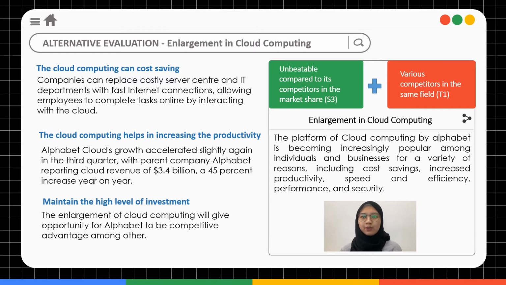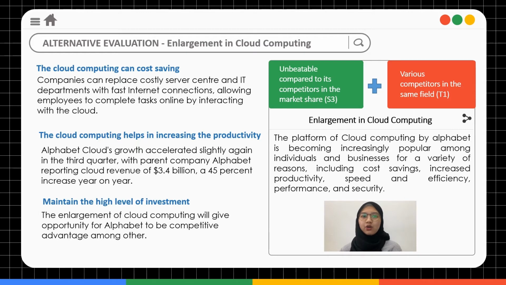Prior to the cloud becoming a viable option, businesses were required to purchase, build and maintain costly information management technology and infrastructure. Companies can replace costly server centers and IT departments with fast internet connections, allowing employees to complete tasks online by interacting with the cloud. The second evaluation of this strategy is Alphabet Cloud's growth accelerated slightly again in the third quarter, with parent company Alphabet reporting cloud revenue of $3.4 billion, a 45% increase year-on-year. The cloud computing helps in increasing the productivity, which also increases the revenue of the company.